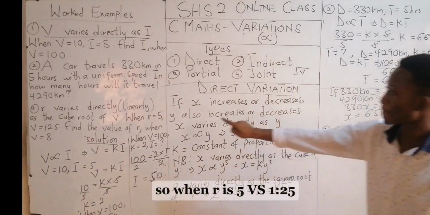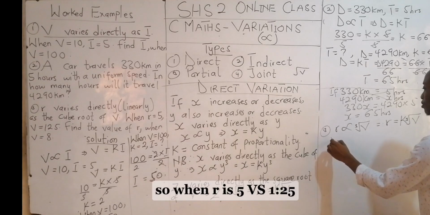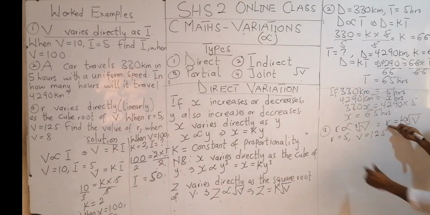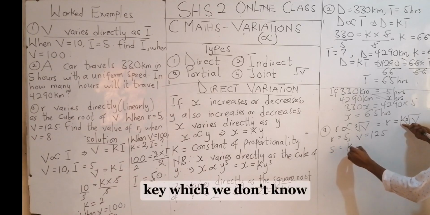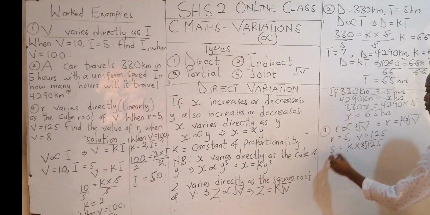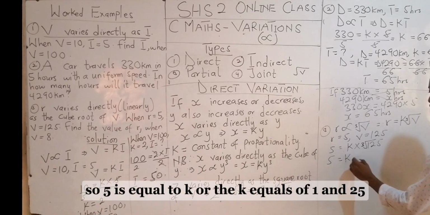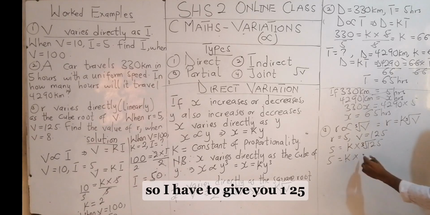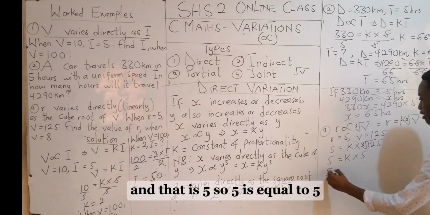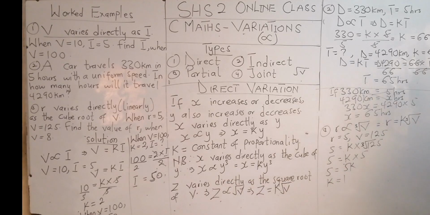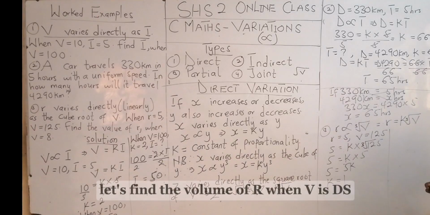So when R is 5, V is 125. So R is 5, V is 125. Let's use this to find the K as we always do. So R is 5, equals K, which we don't know, times the cubic root of 125. What's the cubic root of 125? There's a number that multiplies itself three times to give you 125, and that is 5. So 5 is equal to 5K. Using K is equal to 1, let's find the value of R when V is 8.